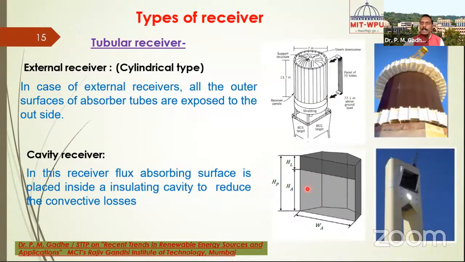So all the tubes are mounted into the cavity, and the solar radiation will fall on the cavity. But the limitation of using the cavity receiver is that only one side of the heliostat field will focus on this, because it is not omnidirectional. So if you want to use the heliostats from the other direction also, in that case, we have to use multiple cavities surrounding it. Okay, so that is the cavity receiver. To reduce the convection losses, we are using the cavity receiver.